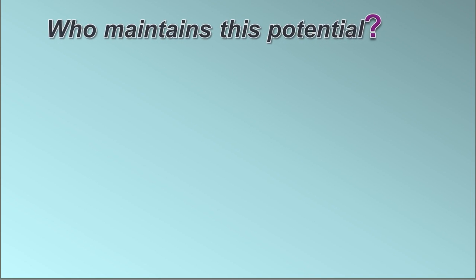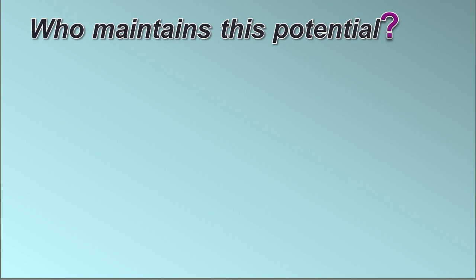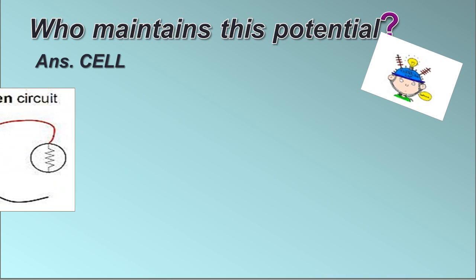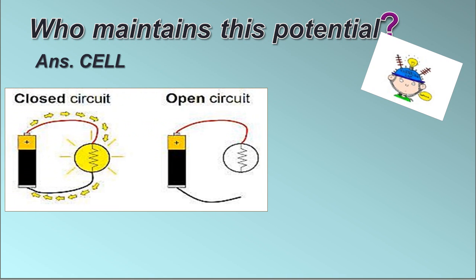As we discussed, current moves from the positive potential to the negative potential, but the biggest question is: who maintains this kind of positive potential and negative potential in the circuit? So the answer is the cell. A cell is a device which creates positive and negative potential and makes current flow from the positive potential to the negative potential. Actually, a cell has two terminals.